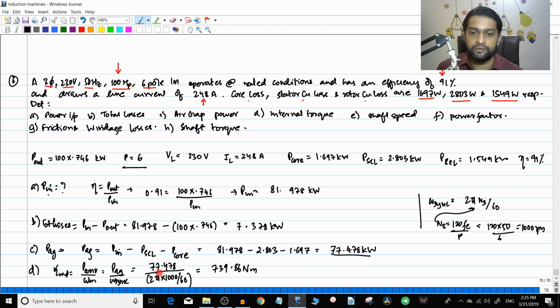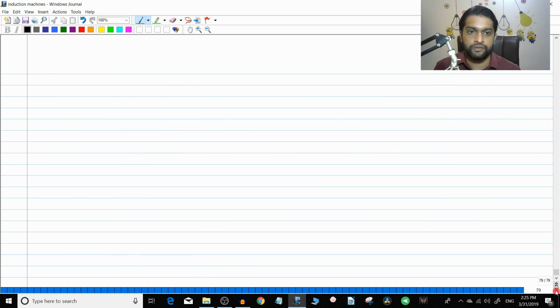One thing you have to remember here is that this 77.478 is in kilowatts. If you want to get this in Newton meter, you have to convert it into watts. I forgot to do that, so you just have to multiply this by 1000. This 1000 is used to convert kilowatt into watts. Okay, so that is over. The D portion of this question is over.